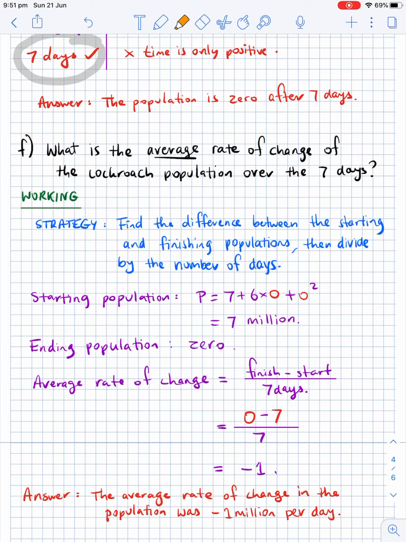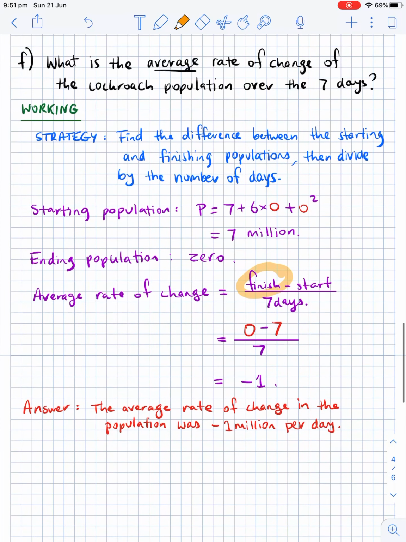So the average rate of change: if we do the finished population 0 minus the starting population of 7 and then divide by the number of days, we get -1. That means that the average rate of change in the population was -1 million per day. And that makes sense because you started with 7 million and you ended with nothing over 7 days. So it's just slowly gone down by 1 million every single day to get to 0.